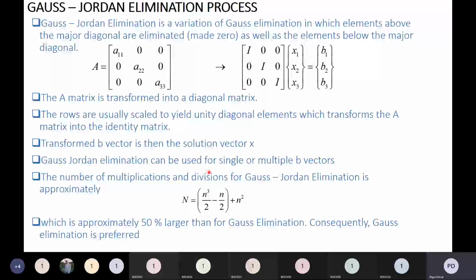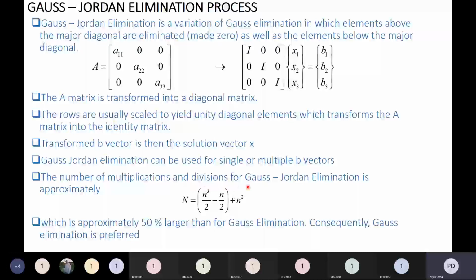Then Gauss-Jordan elimination can be used for single and multiple B vectors. So even if you have multiple B vectors, for example the right hand side has multiple columns B1, B2, B3. As I told you in our mechanics, KD is equal to F, so the right hand side is the force vector. So if you have multiple force vectors, if you are able to change the multiple B vectors, then you can still use those methods.